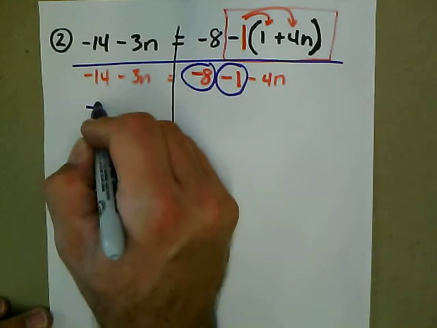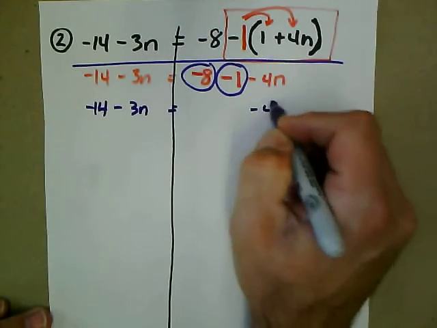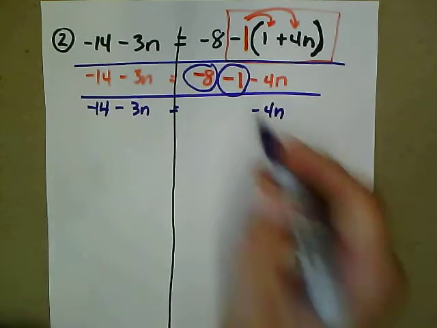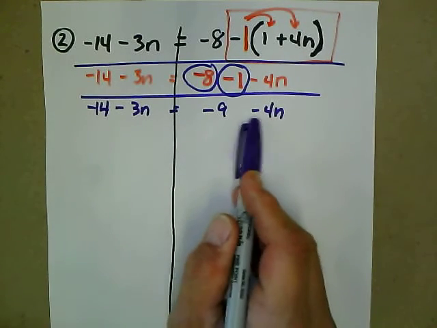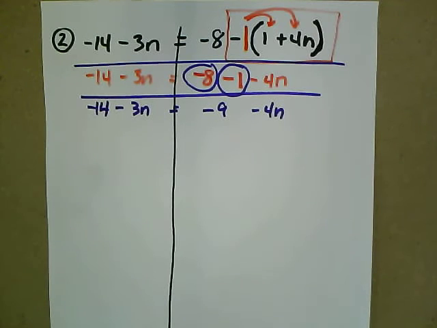So everything else, it's very simple. You just bring it down that's outside the circles. This is all organizational tools, guys. It's designed to help you. So -8 and -1 is -9. And there is an operation that we use that negative as a minus. So we got -9 minus 4n.